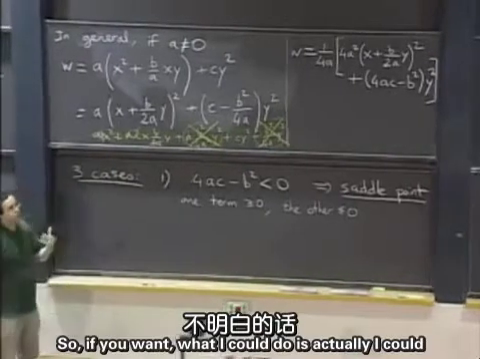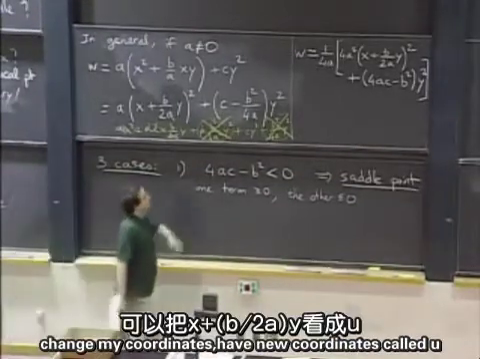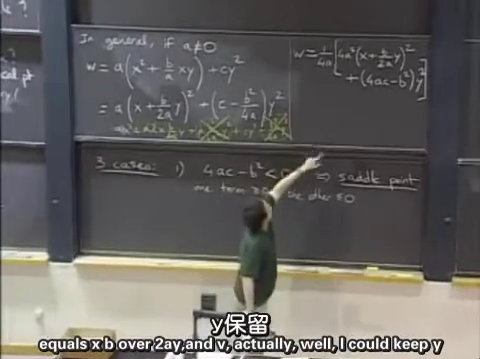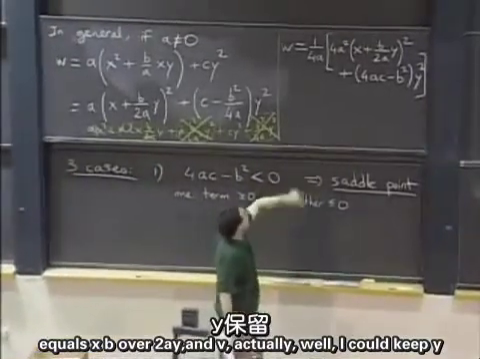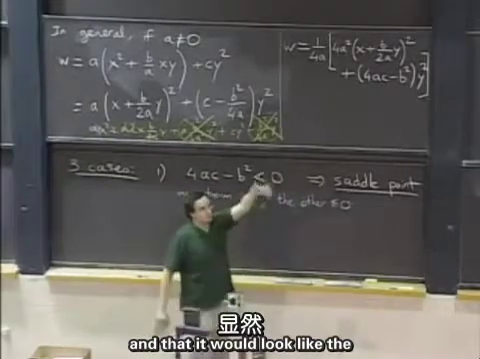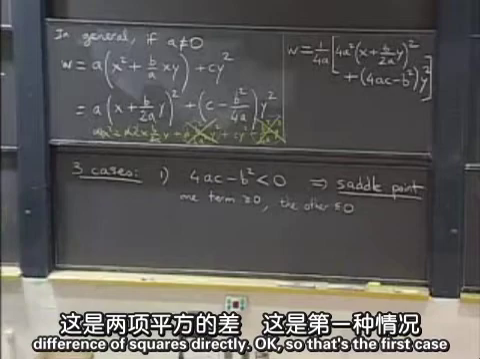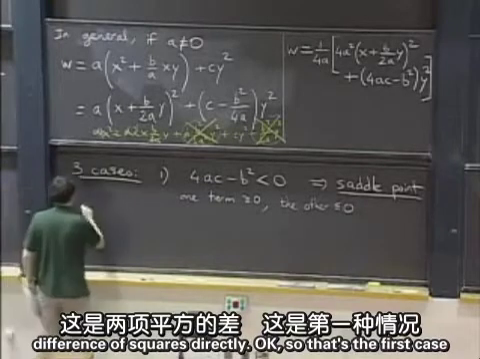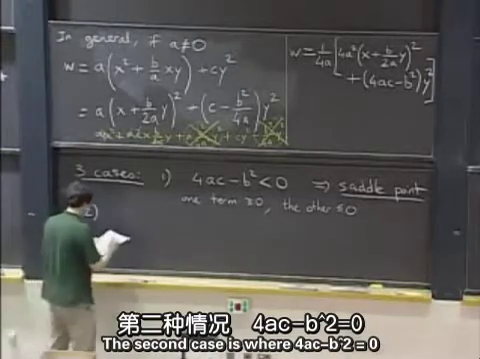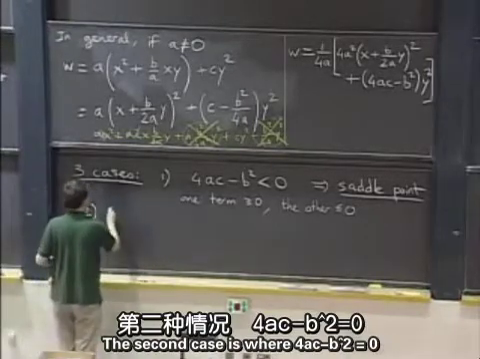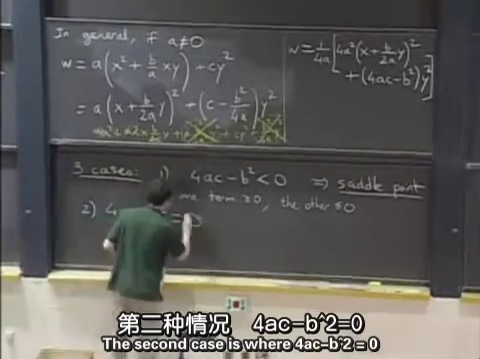So if you want, I could change my coordinates, have new coordinates called, I don't know, u equals x plus b over 2a y, and v, well, I could keep y, and then it would look like a difference of squares directly. Okay, so that's the first case. The second case is where 4ac minus b squared equals 0.